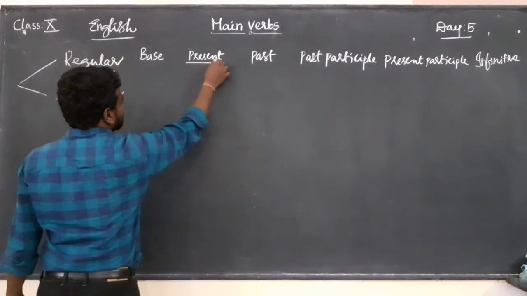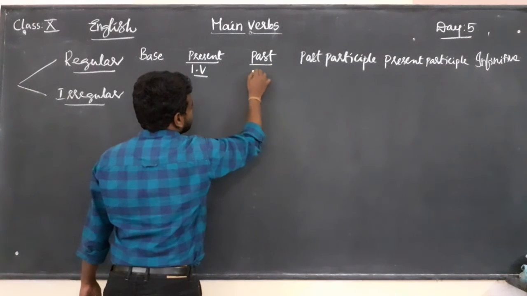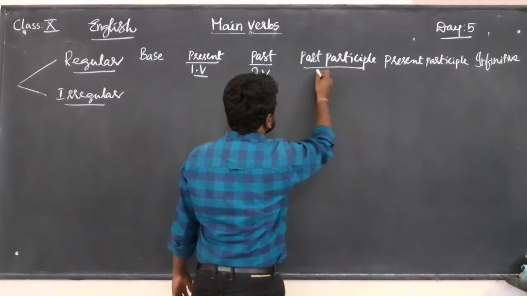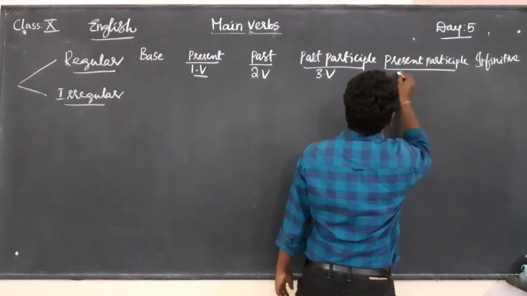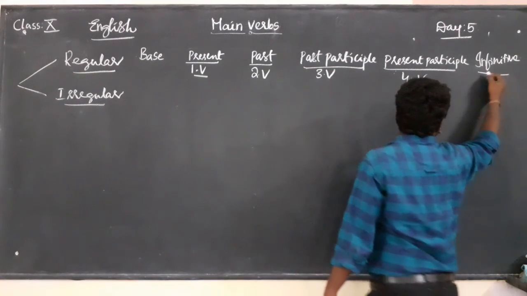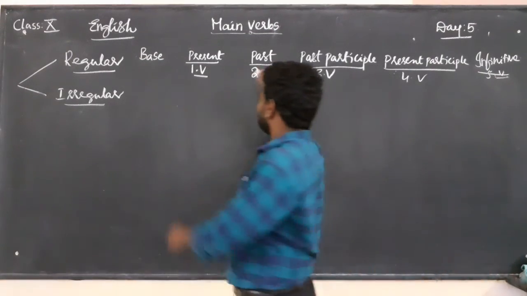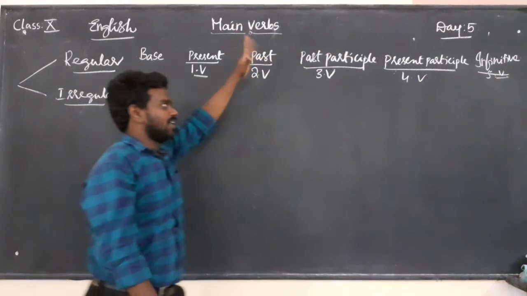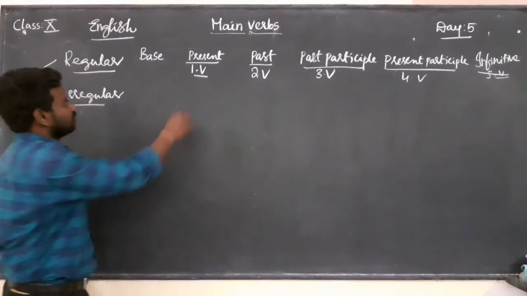What do we call the present form? We can call it the first form of a verb. The past form can be the second form of a verb. Past participle, the third form of a verb. And present participle, we can say, is the fourth form. So mainly here you have to consider V1, V2, V3 and V4 like present participle. These are the very important verb forms.